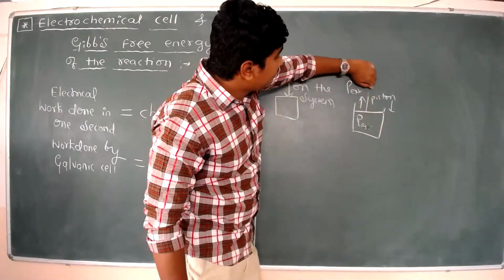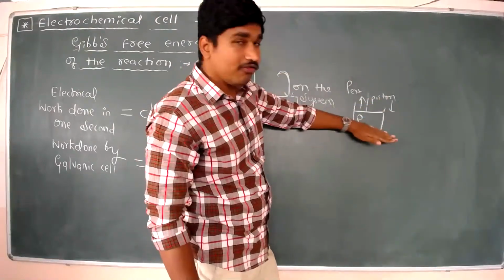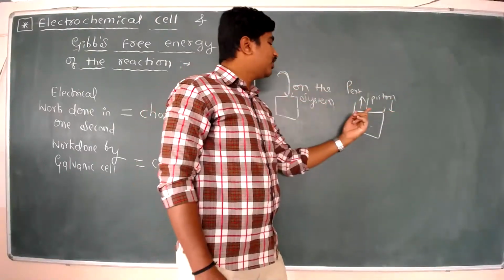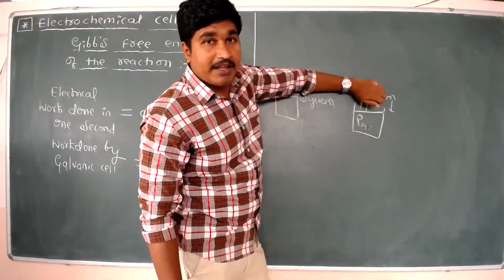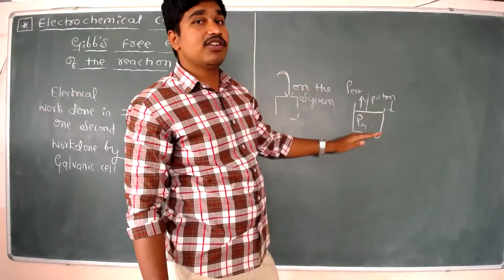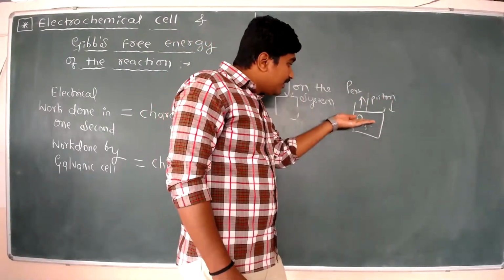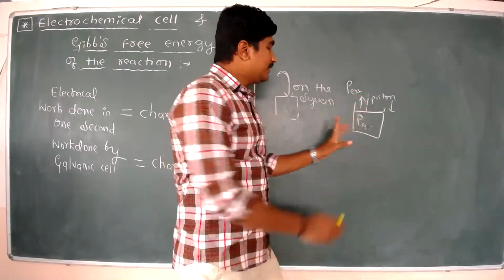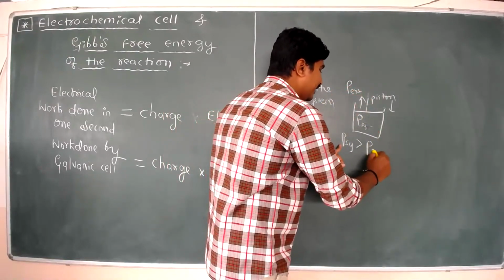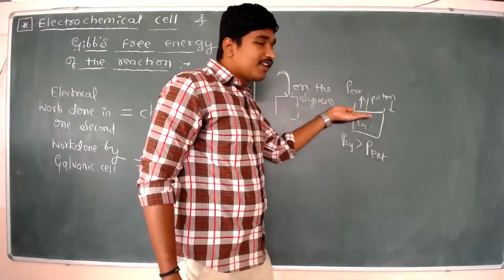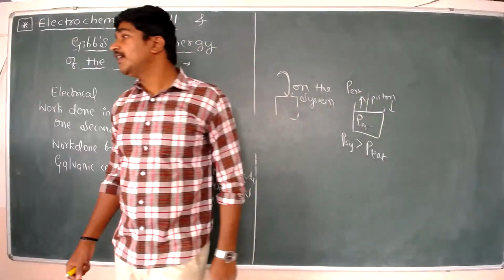Now, if we apply the external pressure once again, more, what happens? The piston moves downward. That is called work done on the system, because we are applying external pressure on the system. If the piston is moving upward, it means indirectly that the pressure P inside the system is greater than P external. Then only the piston moves upward. This is called work done by the system.